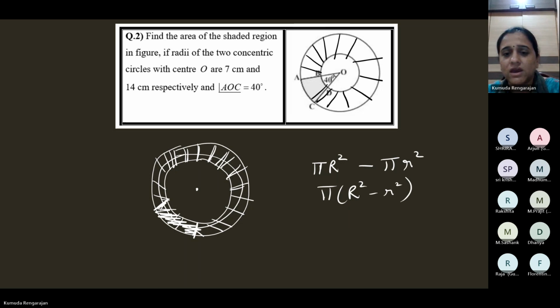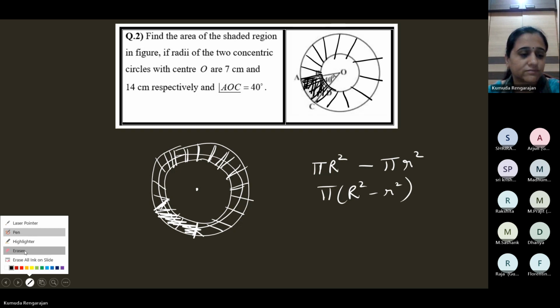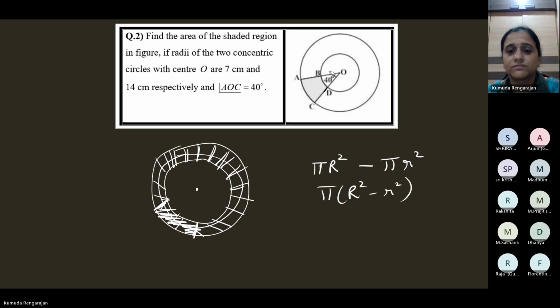And the area shaded in this question is this one. This one is not shaded. Shaded region is from here to here. Only this one is shaded. The shaded region occupies some portion of the area of this full thing.